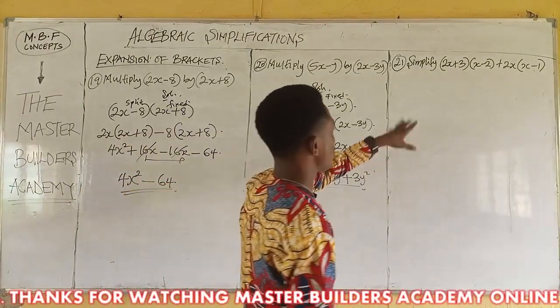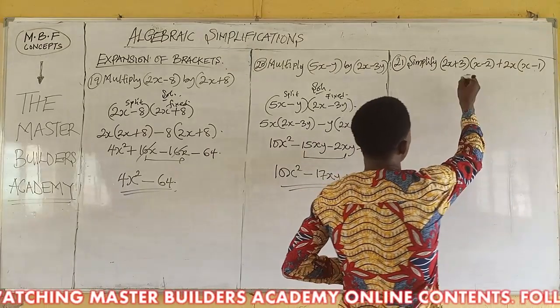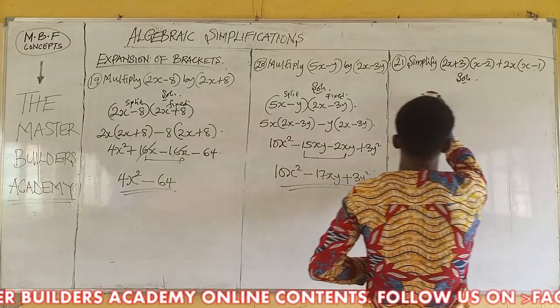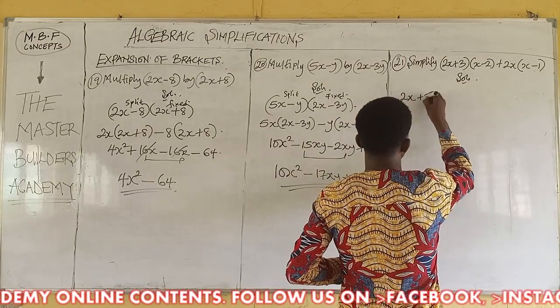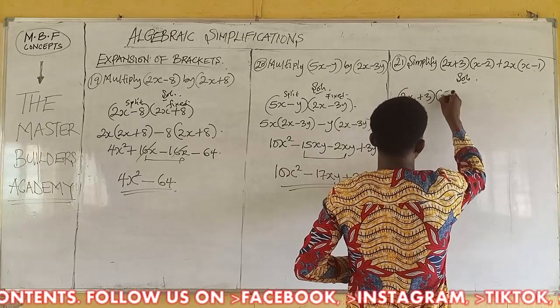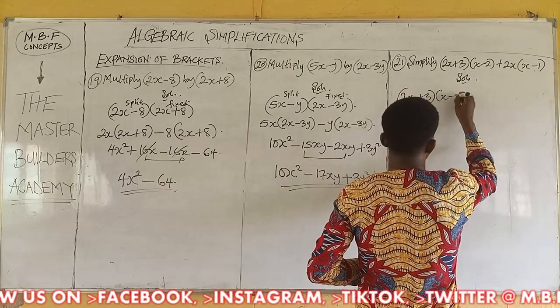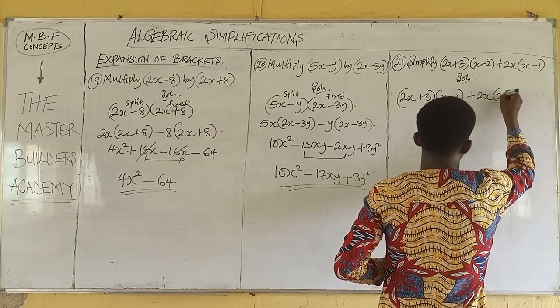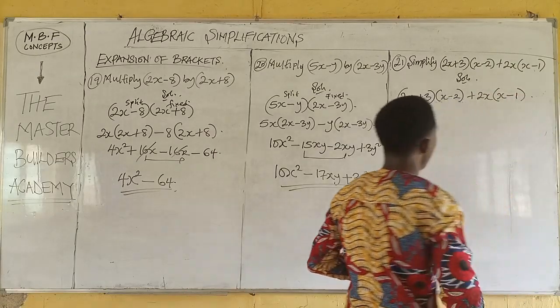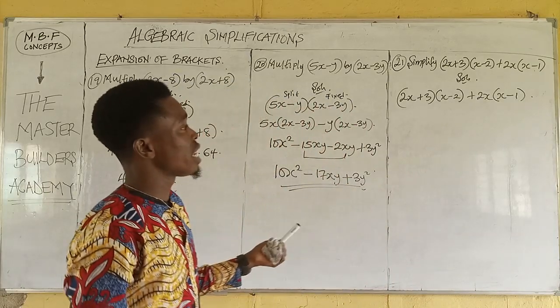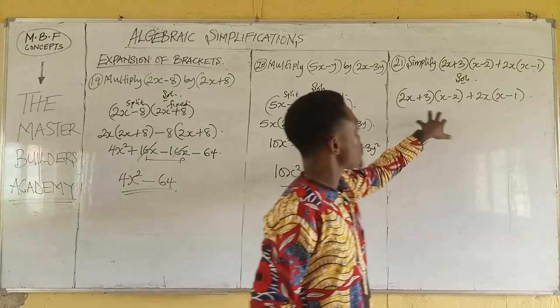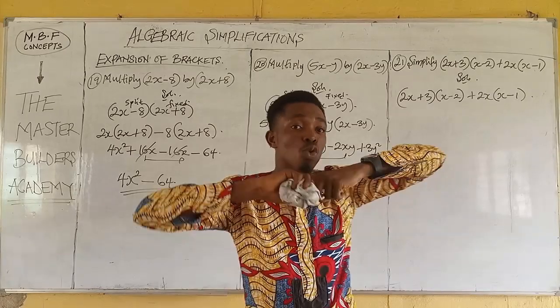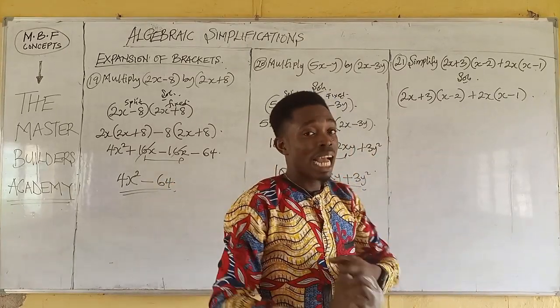Now, we have question number 21. Guys, we put down our solution and have this as 2x plus 3 into x minus 2 plus 2x into x minus 1. It's as simple as this. So all we do here is these first brackets are 2. So we are going to fix one and split the other.